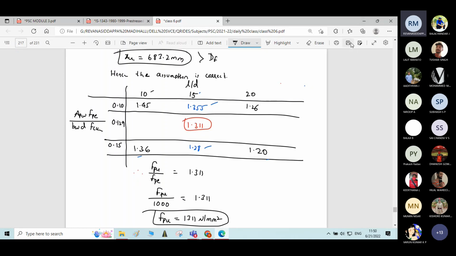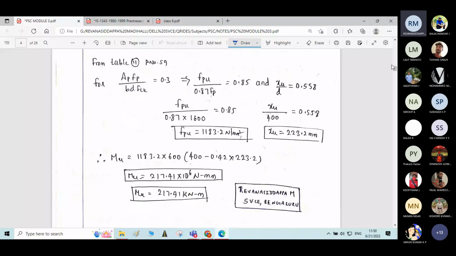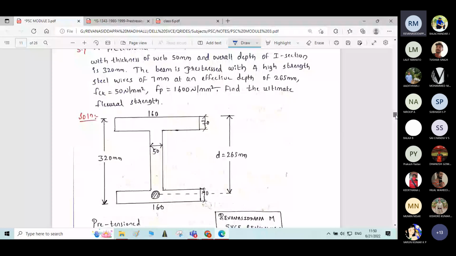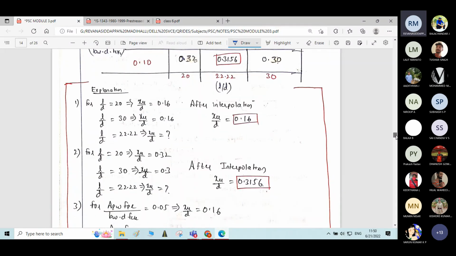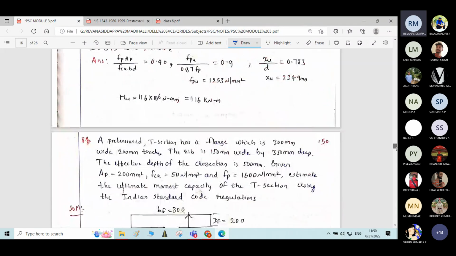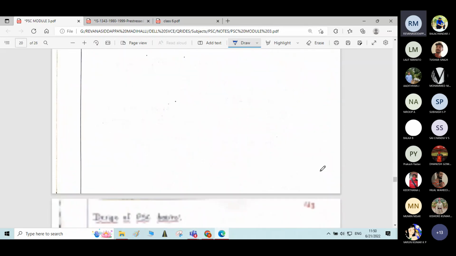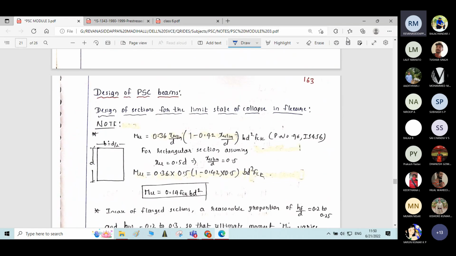Okay, thank you. Now, the analysis problems are over. One more type of problem is the design problem, design of a PSC beam, wherein you need to decide the sectional dimensions and also the area of pre-stressing steel. For that there are some guidelines which we have to follow. The next section of this module is design of PSC beams.